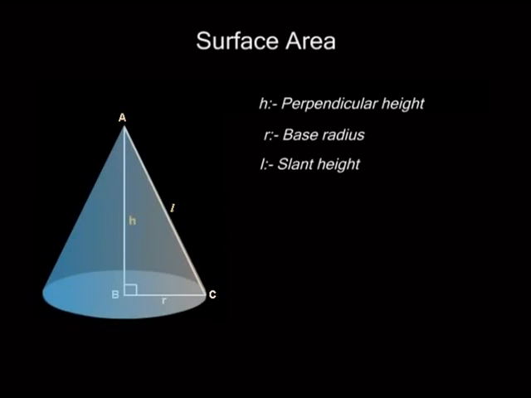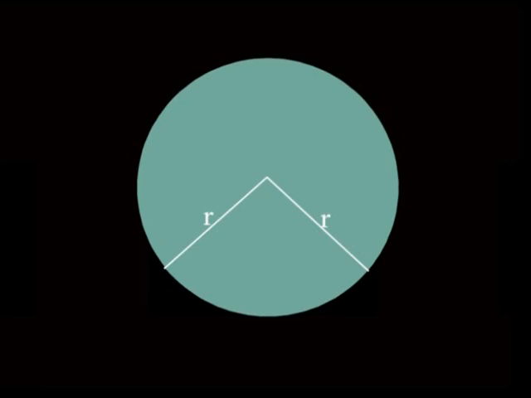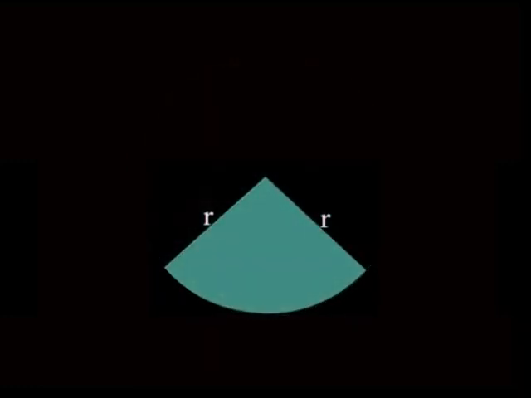According to Pythagoras' theorem, h squared plus r squared is equal to L squared. The total surface area of a cone is equal to the area of the curved surface plus the area of the circular base. The curved surface area of a cone is obtained from the sector of a circle. We have learnt about the sector of a circle. A cone is formed by bringing 2 radii so that they coincide with each other side by side.